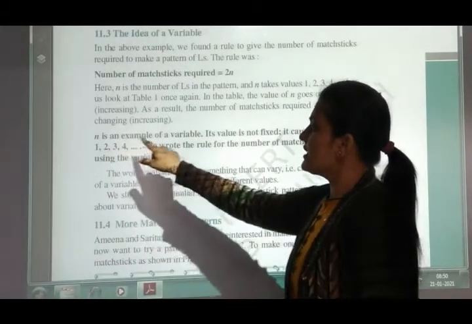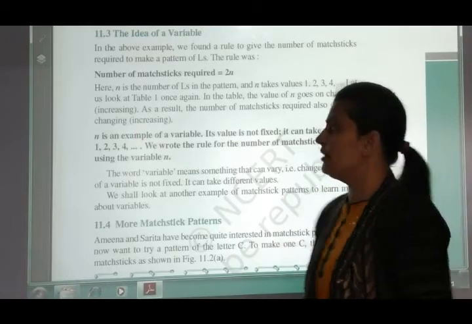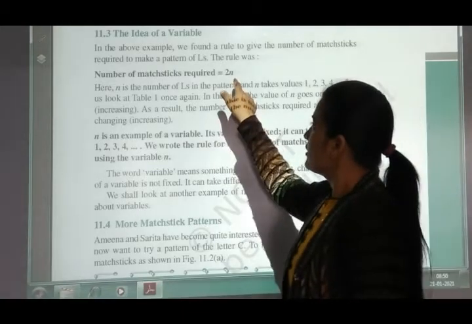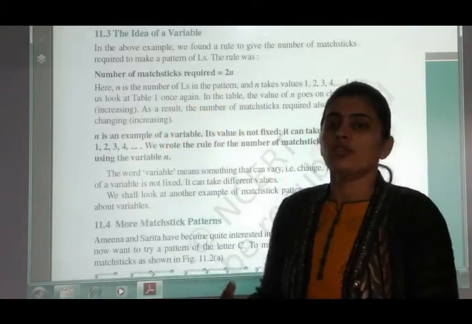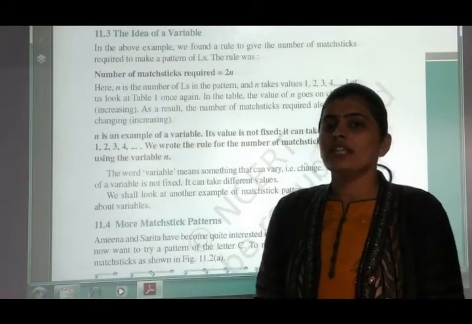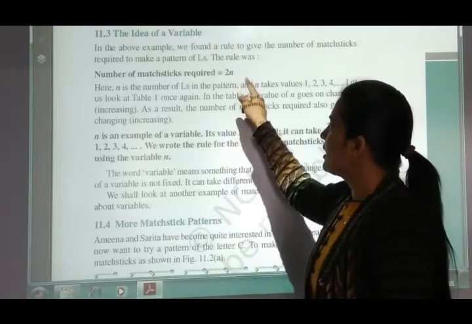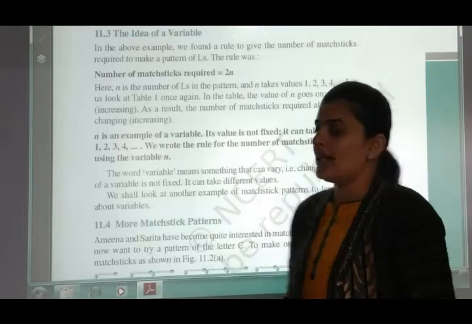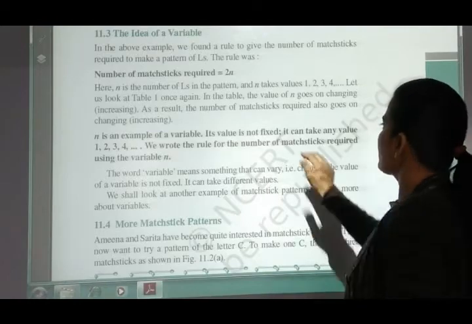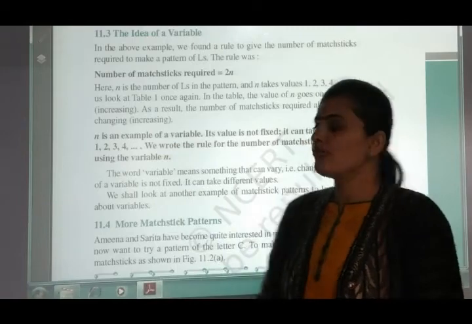So here n is an example of a variable. So what is n over here? n is a variable. Its value is not fixed. For n you can put 1, 2, 3, whichever you want to find out the number of matchsticks required. I want that for 2 L's, how many matchsticks will be required? Then I will put n is equal to 2. So 2 multiplied by 2 is equal to 4, I will get. So this says that its value is not fixed. It can take any value from 1, 2, 3, 4. Any value you can put of n.